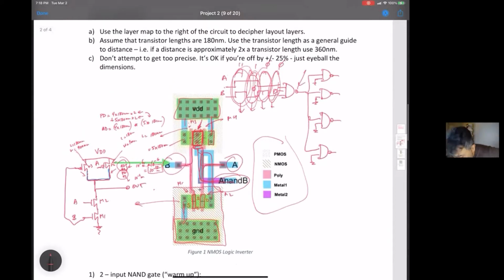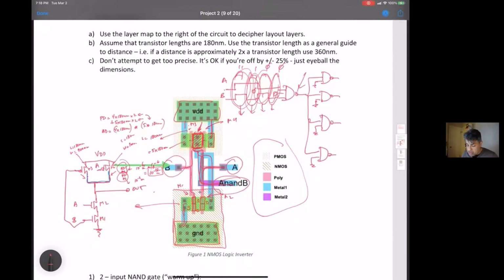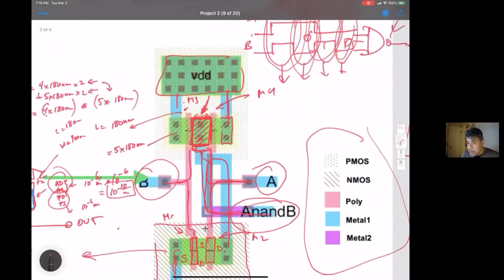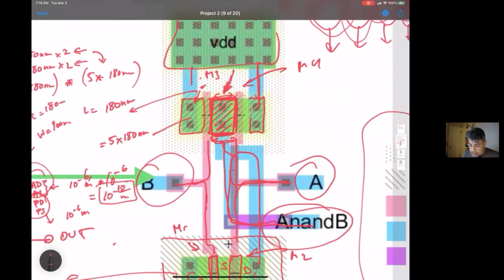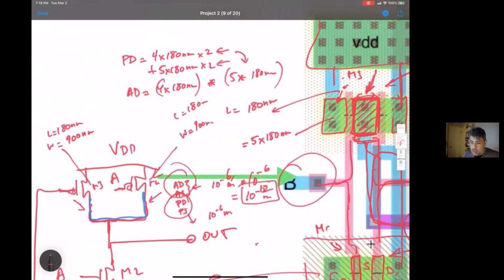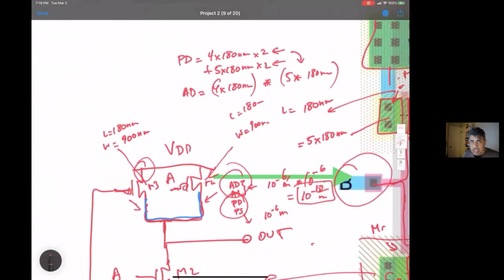You are reading a layout, creating a schematic from the layout, throwing in some of the parasitics, in this case area drain, area source, perimeter drain, perimeter source, and simulating with it. By the way, you only need to worry about the perimeter and source of nodes that are not connected to supplies. Like this one here will have some capacitance, but it's connected to the power supply, so there's no change in voltage across that capacitance.